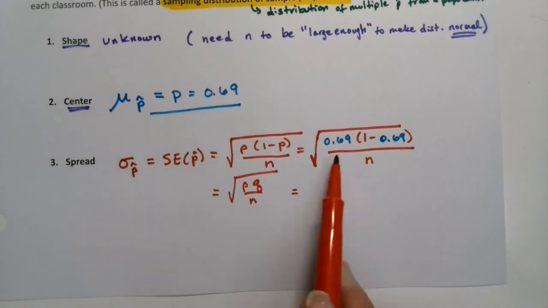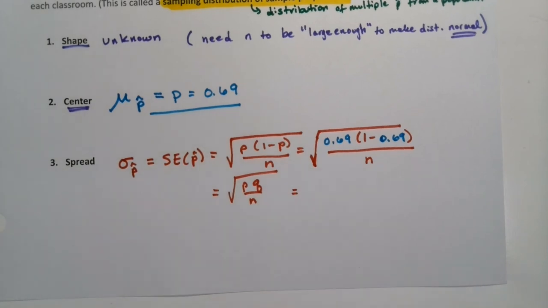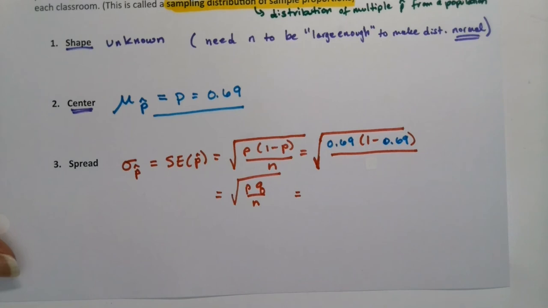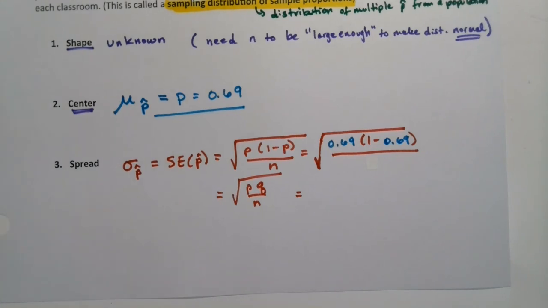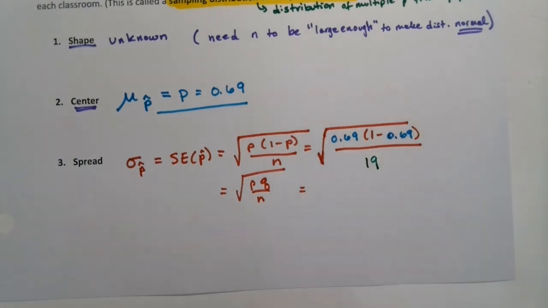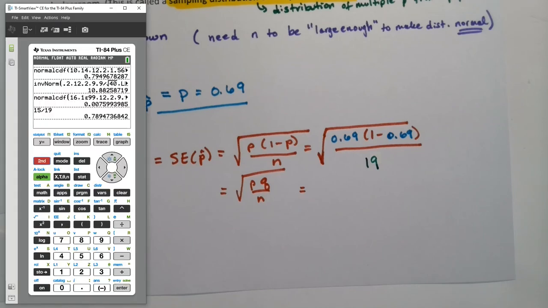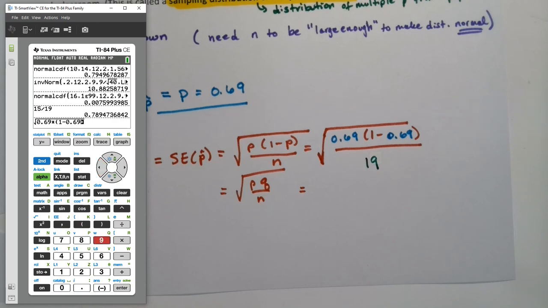Now, how would I find that number with a calculator? And n for us was 19, because we had a sample of size 19, which is not very large, but I just want you to see how this works. So I would take the square root button first, then 0.69 times, and now you have a choice. You can actually just write q. Q in your mind is 0.31 because together they make 1. Or you can put parentheses 1 minus 0.69, close that parentheses, then divide by 19.